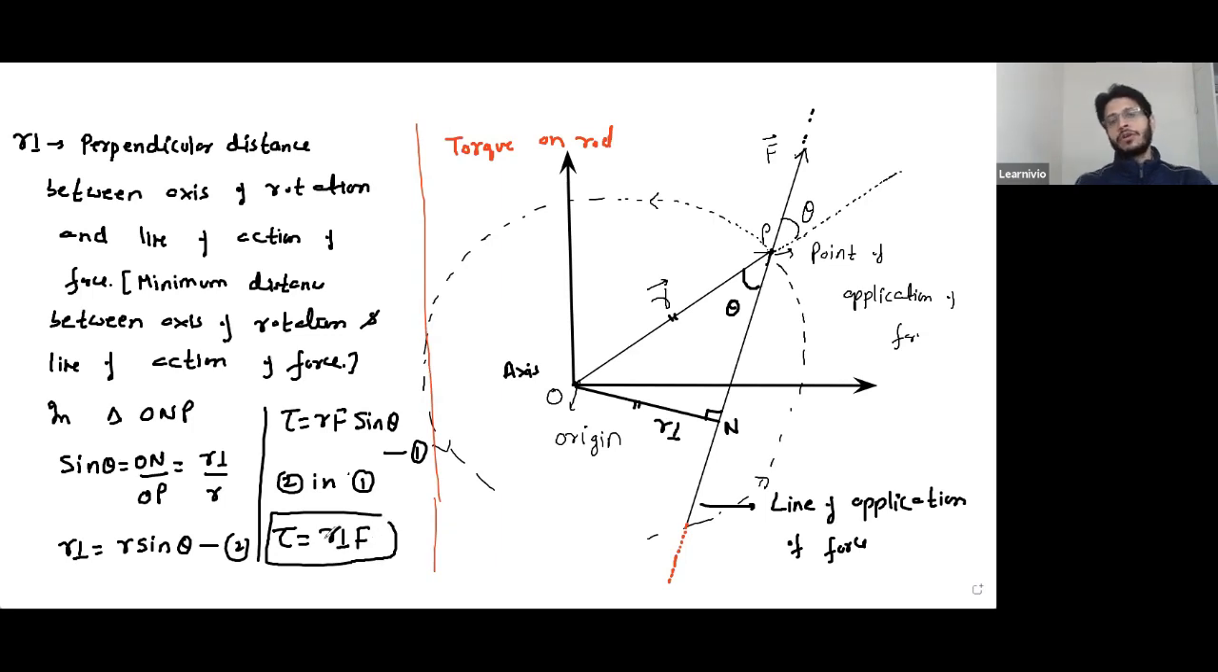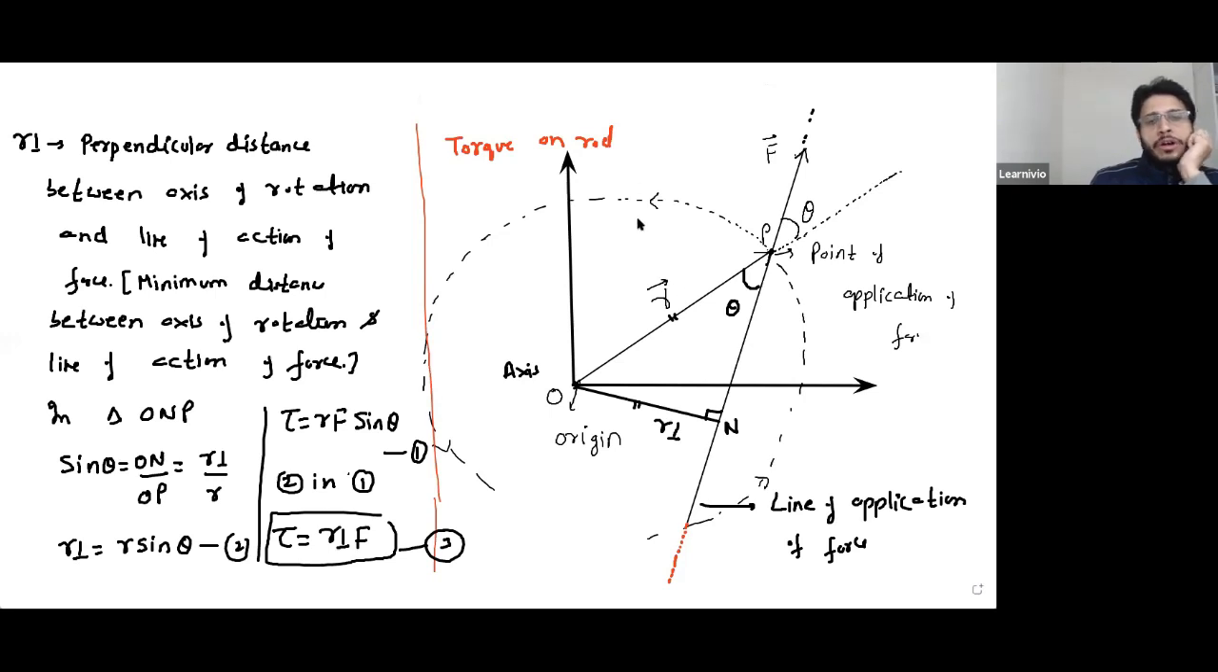This is another formula for torque. You can calculate torque in 2 ways. Either you have R. Remember the difference between R and R perpendicular. R is the separation of point of application of force from the origin. Origin means your axis of rotation. While R perpendicular is the perpendicular distance between line of action of force and the axis of rotation. Perpendicular distance means minimum distance. That's equation number 3. So two relations. You can either calculate your torque using R F sine theta, or you can calculate your torque using R perpendicular F.